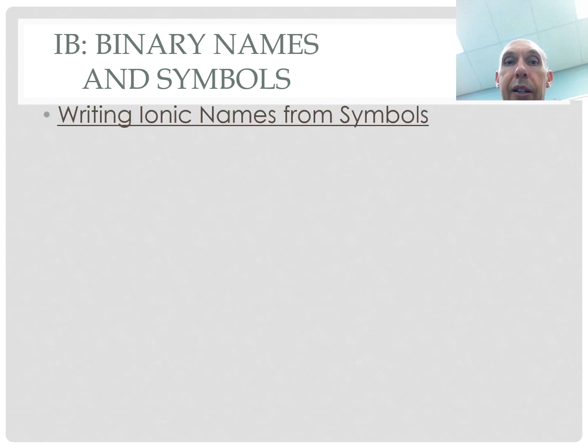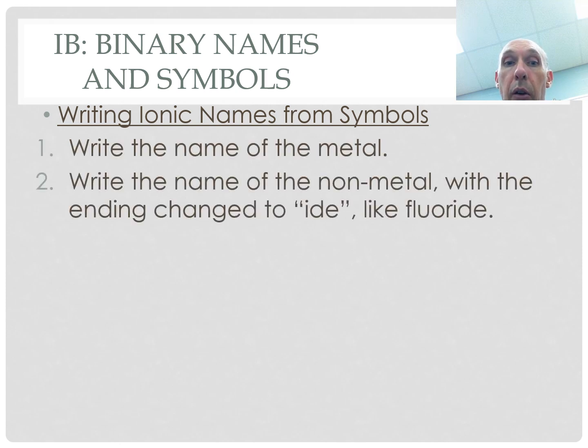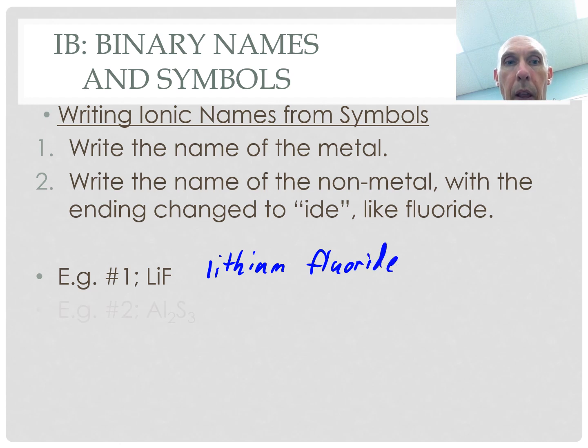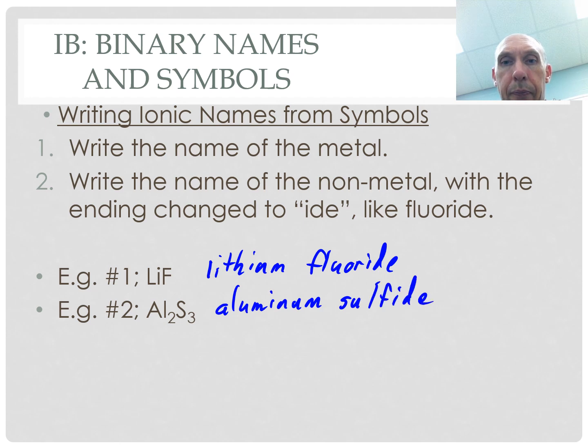So when we're writing ionic names from the symbols, you write the name of the metal, you write the name of the nonmetal with the ending IDE. So if I'm looking at LiF, we're looking at lithium fluoride. I'm looking at Al2S3. I'm looking at aluminum sulfide. If I'm looking at MgO, I'm looking at magnesium oxide.